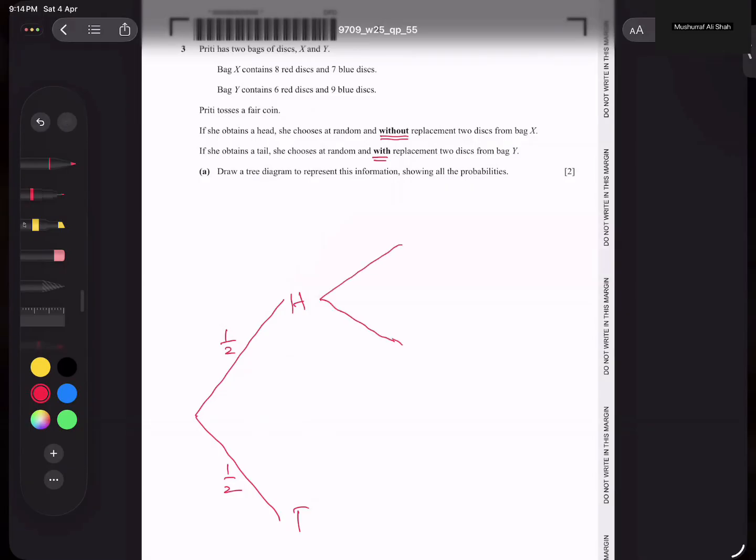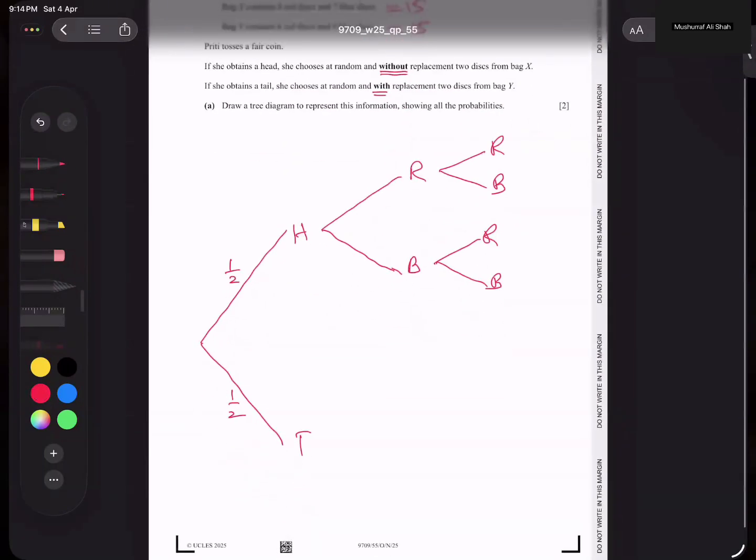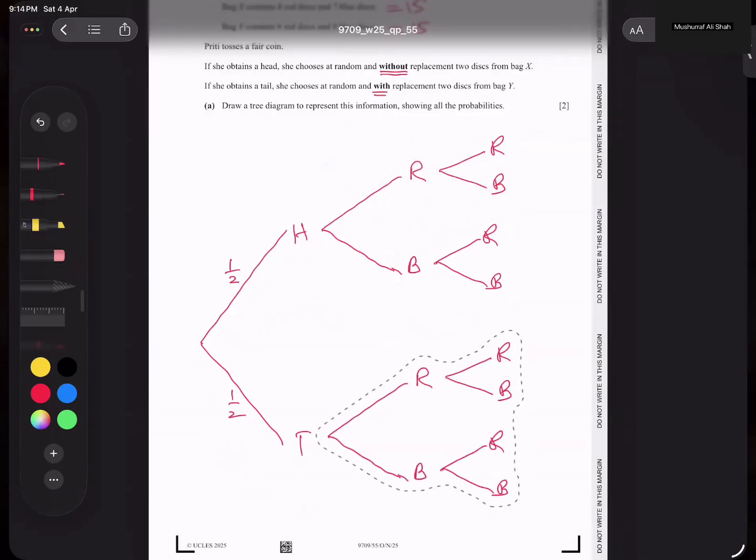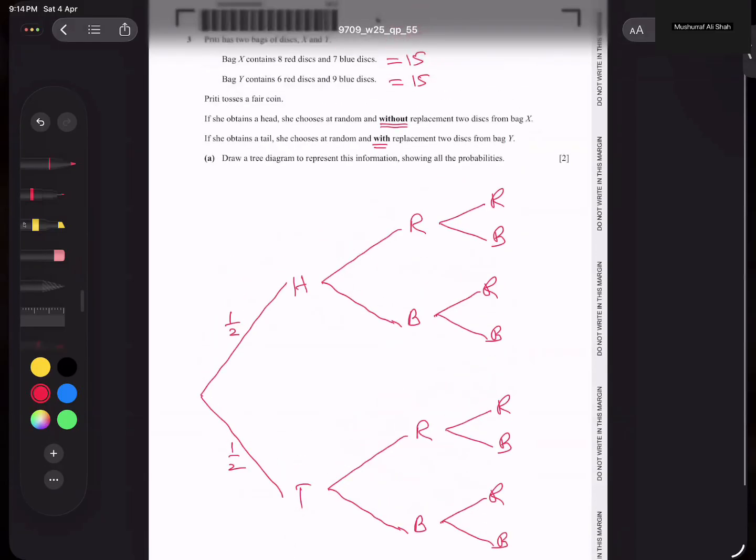And now I talk about bag X. Total discs are 15 and below also 15. So what are the chances of red and blue? Here red and blue. Okay, here red and blue. And the same branches, I just save my time and I'm going to make it below. Okay, so students, let's move on.